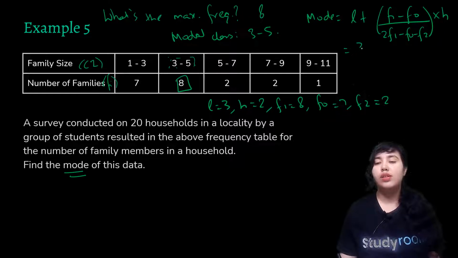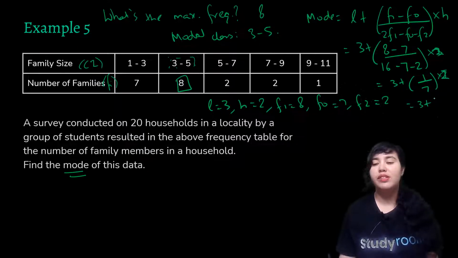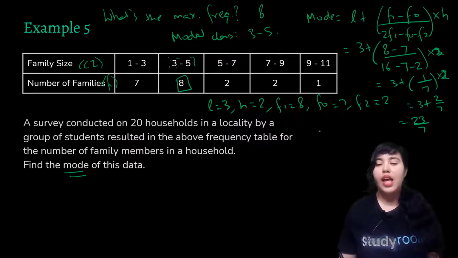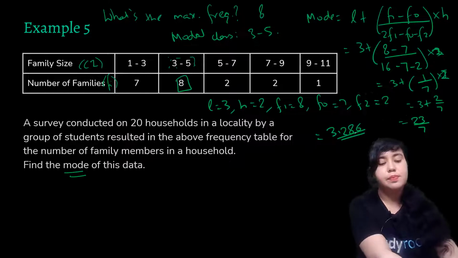Substitute all of them. So it will be 3 plus 8 minus 7 upon 2F1, which is 16, then minus 7 minus 2, into h. So this will be 3 plus 1 upon 16 minus 9, which is 7, into h, where h is 2, 5 minus 3. So it will be 3 plus 2 upon 7, and that will become 23 upon 7, and if you convert it into decimals, your answer will be 3.286. So the mode of this data is 3.286.